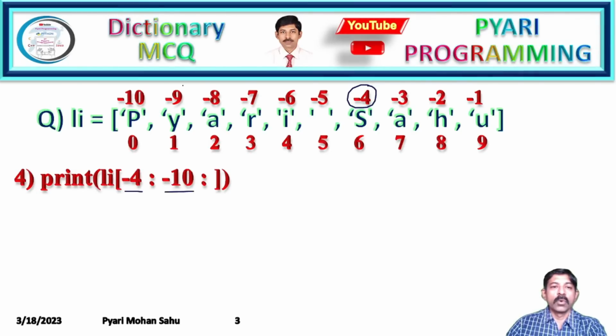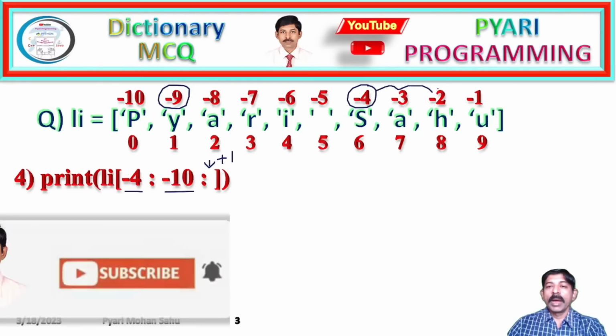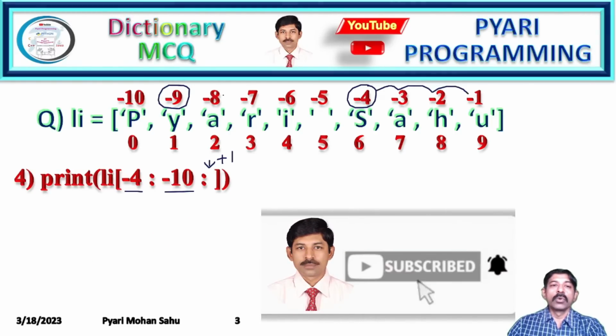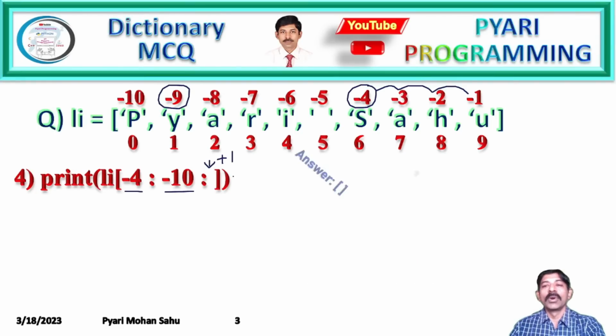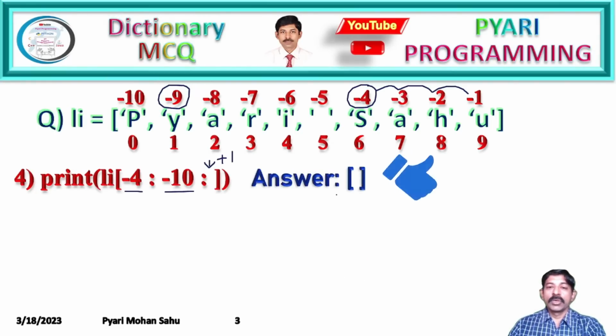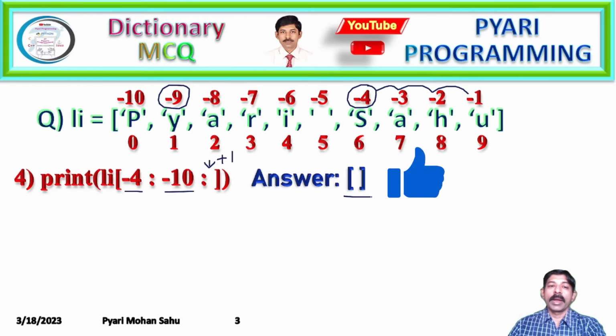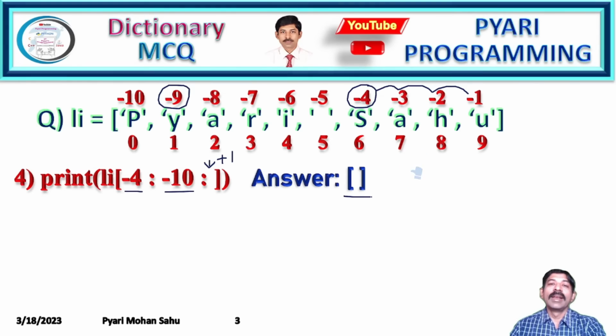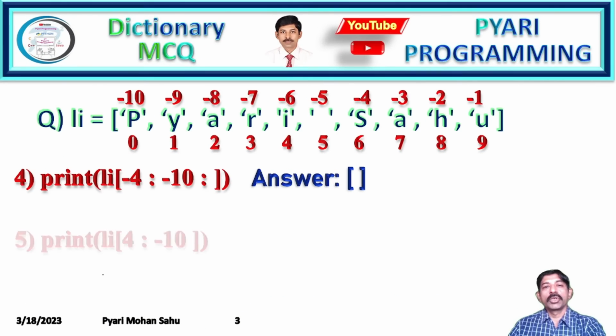That means I will move up to -9. Now look at the step value. The step value is missing. If the step value is missing, it is your +1. If it is +1, -4 plus 1 is your -3, -2, -1. I am never going to reach your -9. So that's why no output. But in the examination, you have to write empty square brackets because it is applied on a list. Let's check the next question.